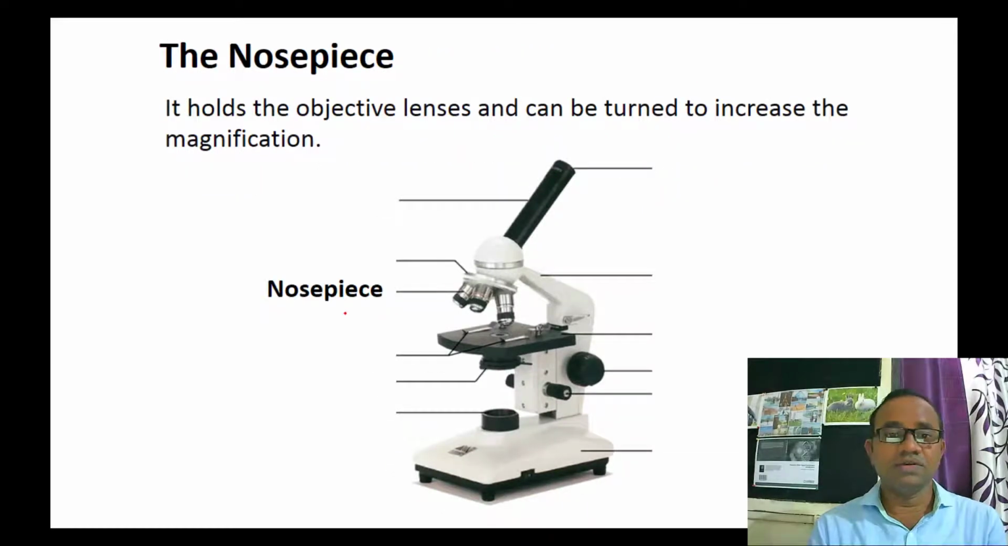Then another part we have is the nose piece. The nose piece is this particular area where the objective lenses are attached. So what does the nose piece generally do? It holds the objective lens. The objective lenses are fitted into the portion that is called the nose piece. And with this nose piece we can turn or change the magnification of the object.